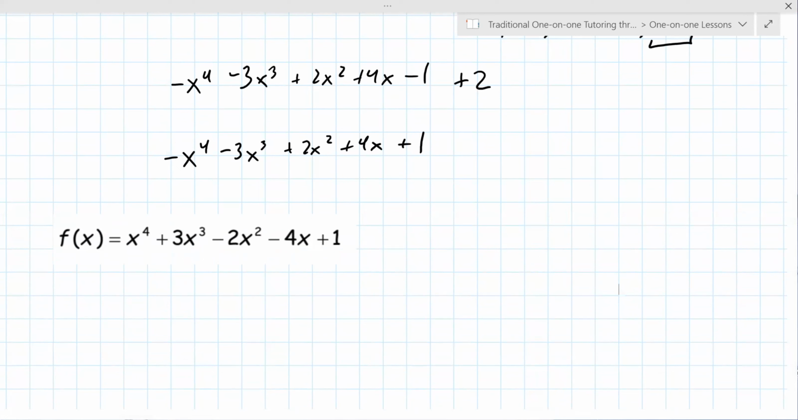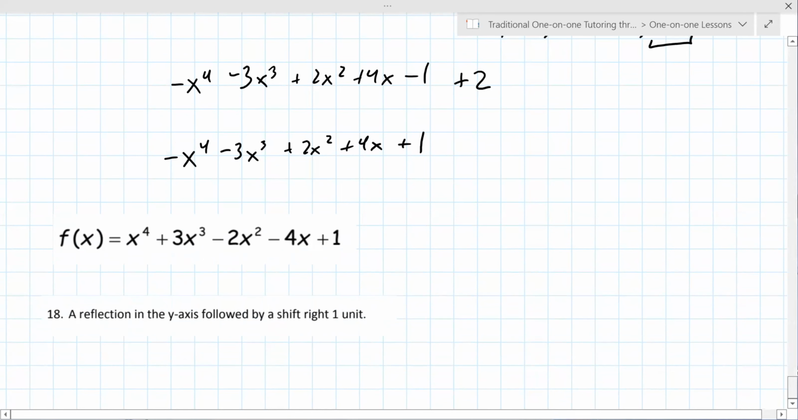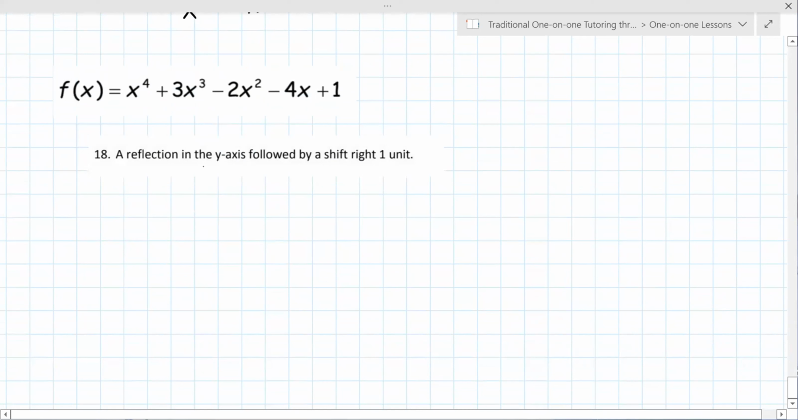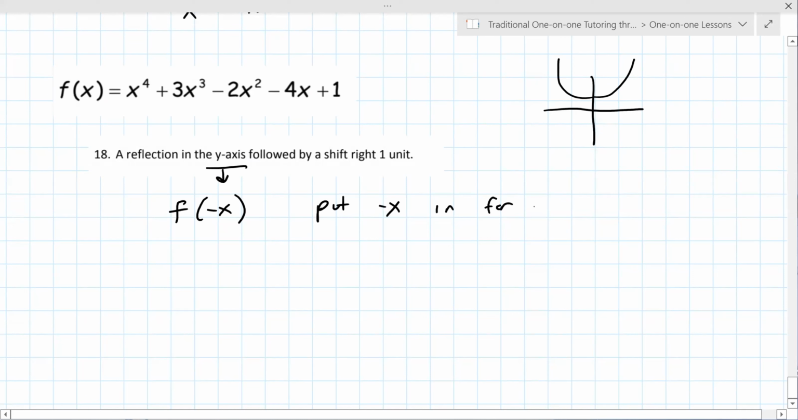let me get that question. All right, so for 18, it says reflection in the y-axis. So that one's kind of like, what do you mean by y-axis? Well, it's this one right here. So in terms of how to do that, it's f of minus x. F of minus x is a reflection in the y-axis. So in terms of what you do, you put minus x in for x.